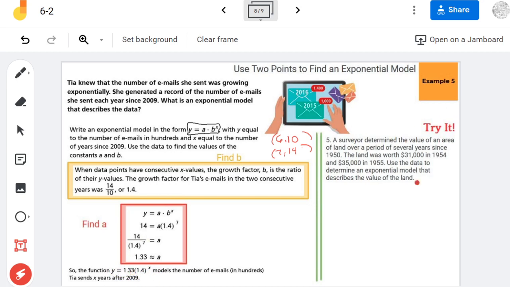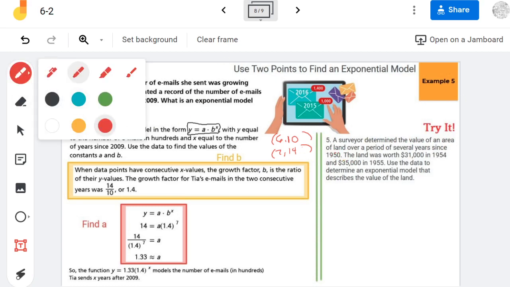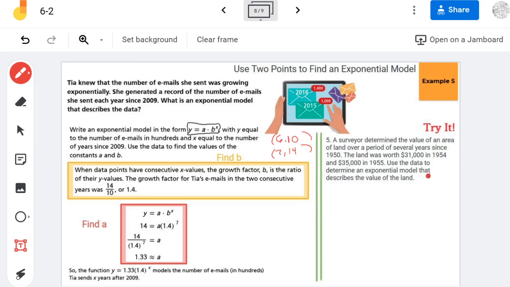All right, so we're going to do that same thing here with this surveyor. It says a surveyor determined the value of an area of land over a period of several years since 1950. That's our big thing right there, to generate our 2 ordered pairs. So in 1954, which is 4 years after 1950, the land was worth $31,000.